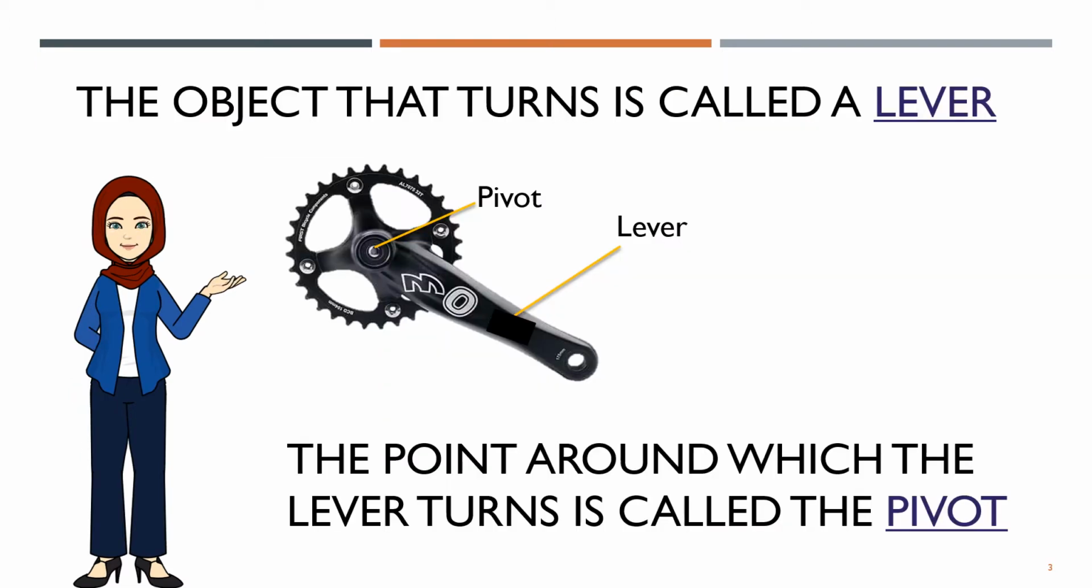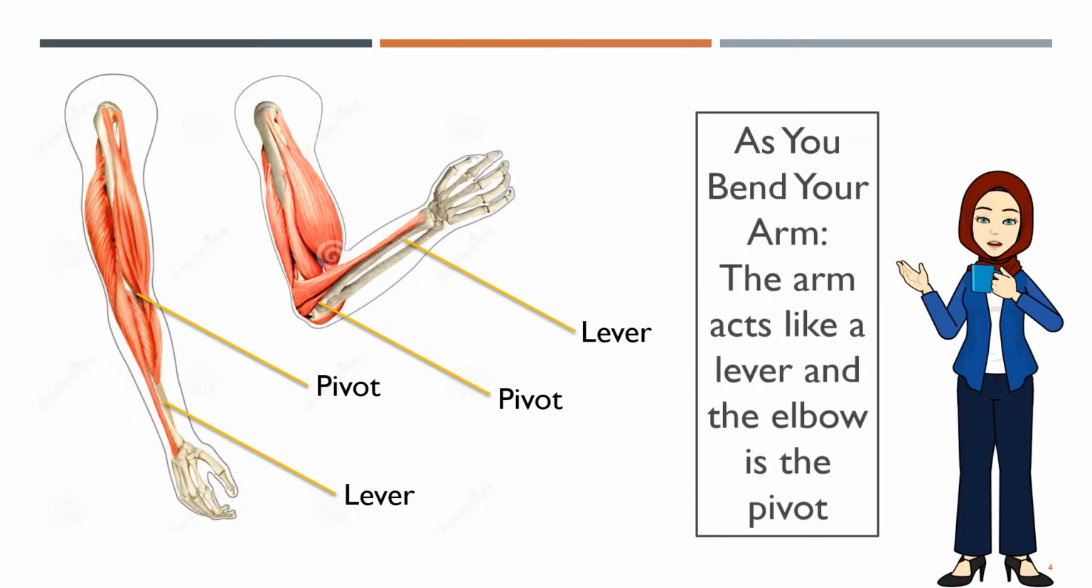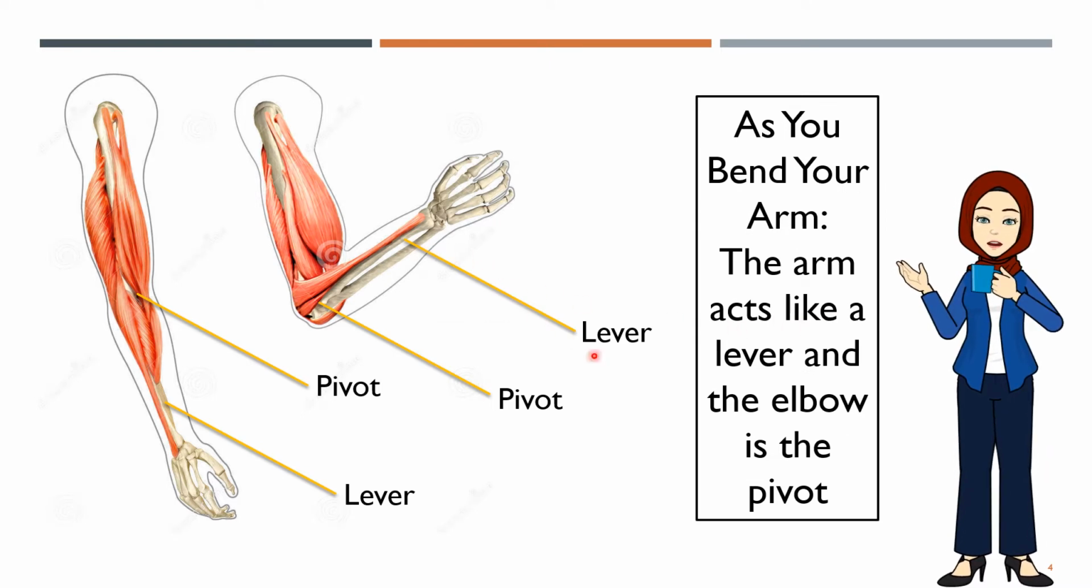The object that turns is called a lever. The point around which the lever turns is called the pivot. As you bend your arm, the arm acts like a lever and the elbow is the pivot.